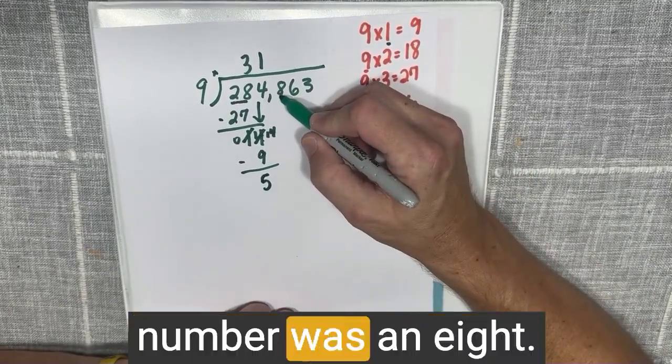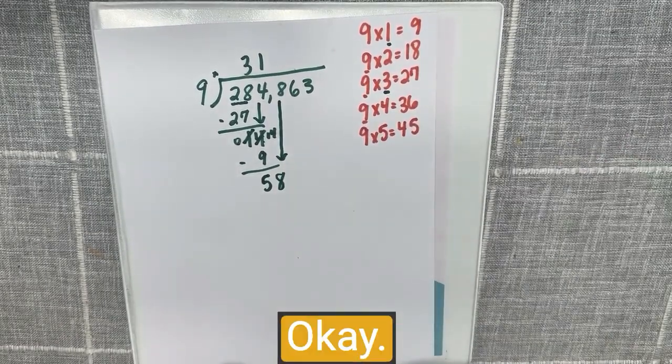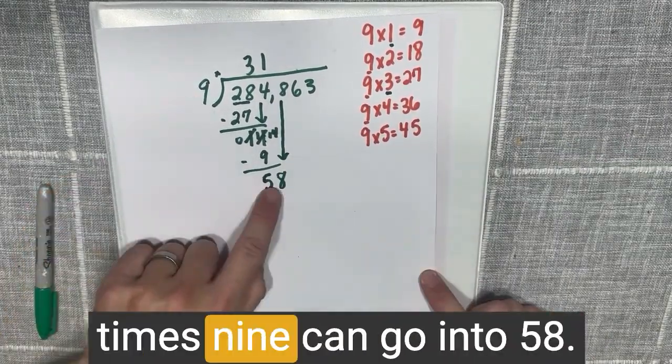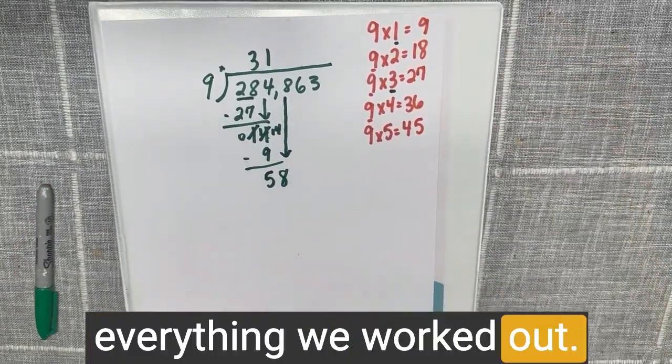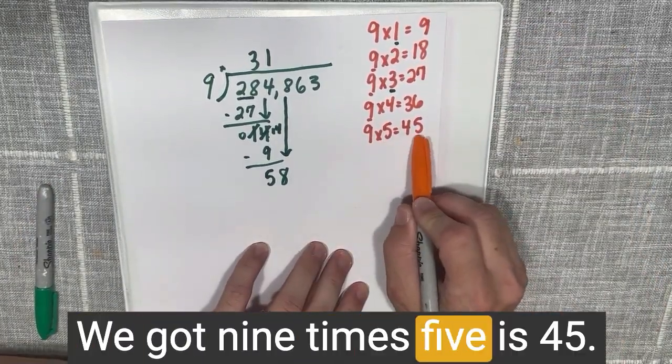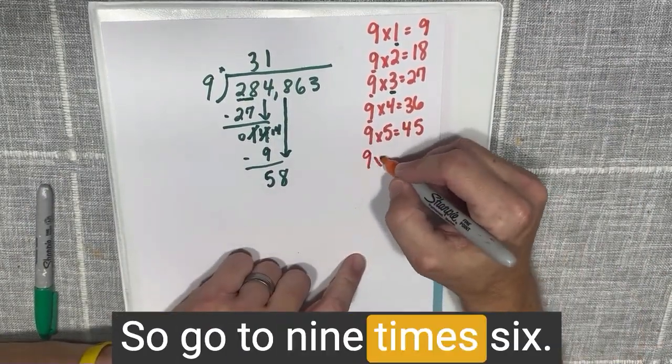Our next number was an 8. So the 8's going to come down, get in on the action. Okay? All right. So now we're trying to figure out how many times 9 can go into 58. Now I'm coming over here looking at everything we worked out. We got 9 times 5 is 45. That's pretty close. Let's see if we can get closer. So we're going to go to 9 times 6.